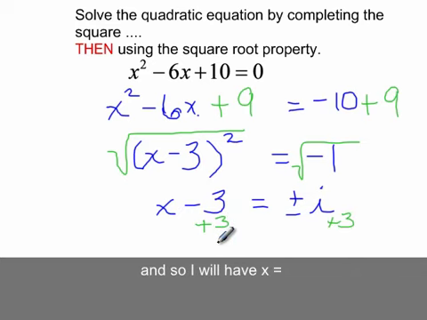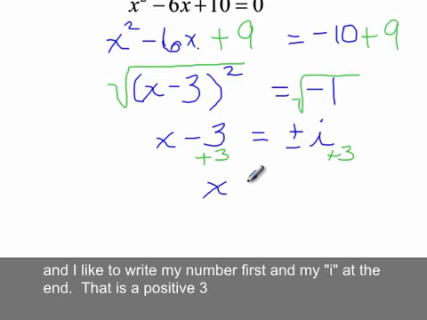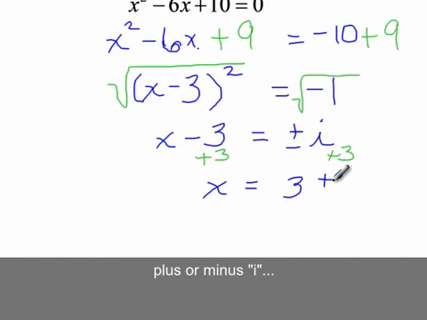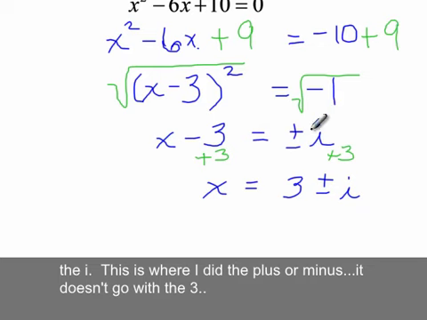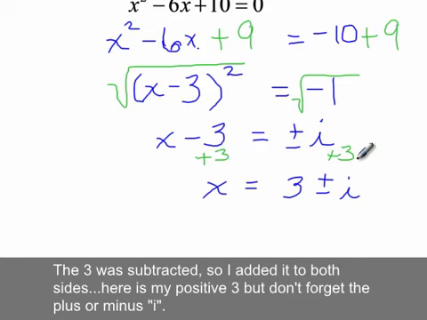And so I will have x is equal to, and I like to write my number first and my i at the end. That's a positive 3 plus or minus i. That is not 3i. I am not multiplying it. I have positive 3 that I had to add to both sides. What does a plus or minus go with? It goes with the i. This is where I did the plus or minus. It doesn't go with the 3. The 3 was subtracted, I added to both sides. Here's my positive 3. But don't forget it's the plus or minus i.